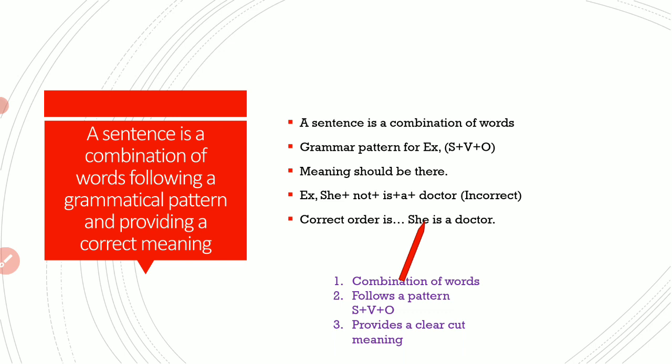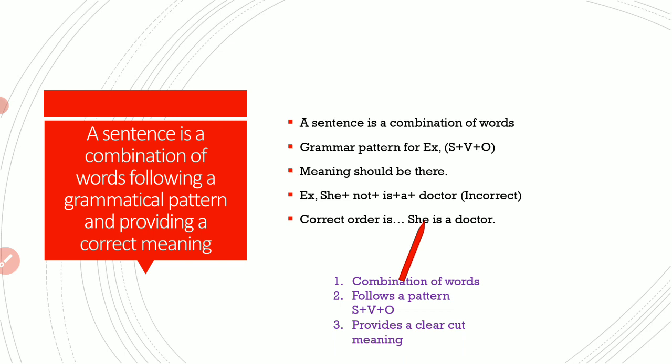Giving you a sentence making the pattern of S plus V plus O: "He is giving me a pen." He is the subject over here. "Is giving" are the verbs, and "me" and "pen" are the objects in the sentence. And the third point that the existing sentence gives us is that it provides a clear-cut meaning.